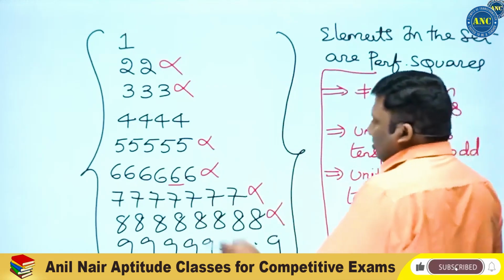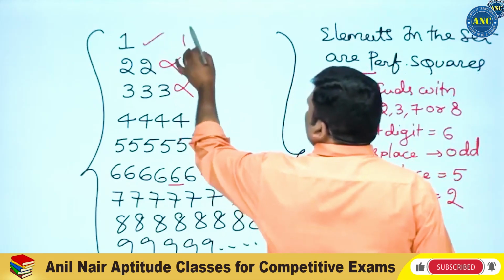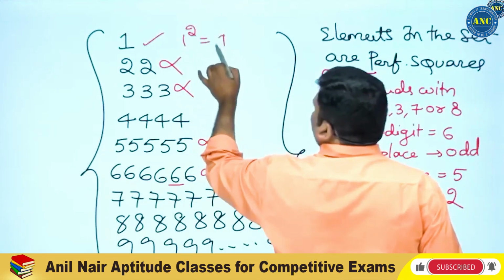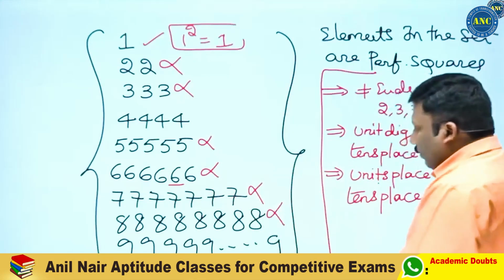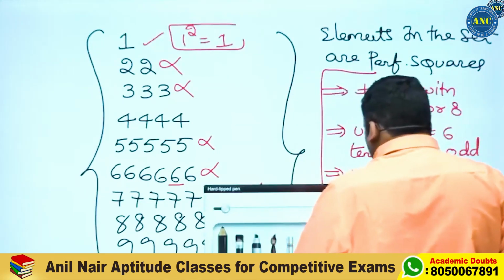1 square is 1. It is possible. The first element is a perfect square. Next one.